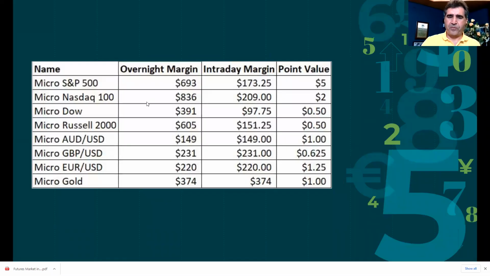So one of the things the exchanges did, the Chicago Exchange, they said, well, a lot of people don't have, let's say, $14,000 in their accounts, so let's offer them something called micro. As you can see, that micro is 1/10 of the E-mini. If you recall, a $1 move in E-mini was $50. Because this is 1/10, if S&P goes up $1, you make $5.